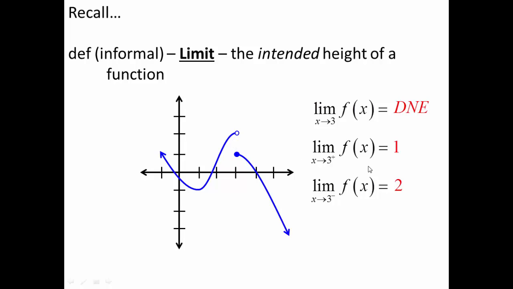But another way I can show that the limit doesn't exist is I can simply look at the right-hand limit goes to 1, the left-hand limit goes to 2. If these two numbers are not the same, then the limit does not exist. If these two numbers are the same, then the limit does exist and they exist at that number. So if I'm trying to calculate a limit, I can simply calculate the right hand and left hand separately. If they're the same, then the limit exists at that number. If they are not the same, then the limit does not exist.